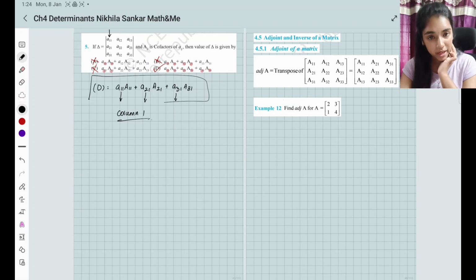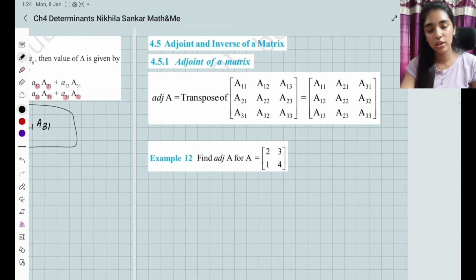Adjoint and inverse of a matrix. Inverse நம்ம already matricesலயே கண்டுபிடிச்சிருக்கோம், எப்படி கண்டுபிடிக்கணும்னு பார்த்திருக்கோம். இந்த இடத்துல determinant யூஸ் பண்ணி எப்படி inverse கண்டுபிடிக்க போறோம். Okay, so first of all, what is adjoint of a matrix?